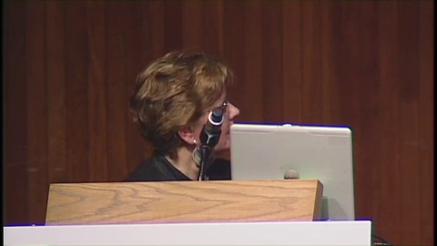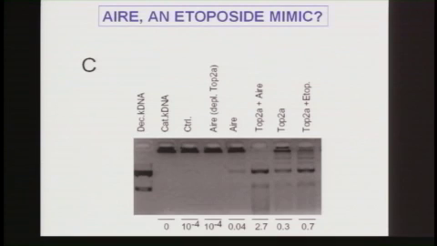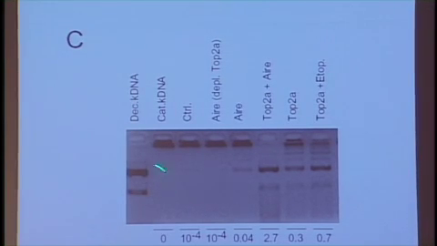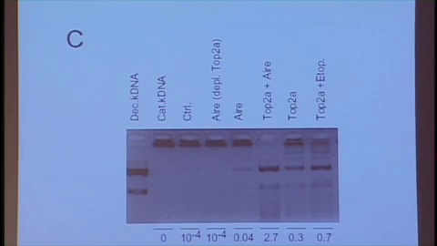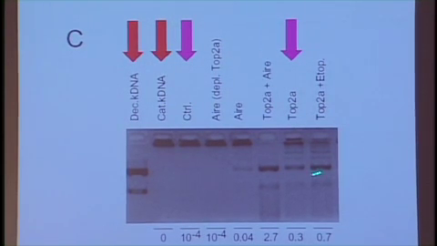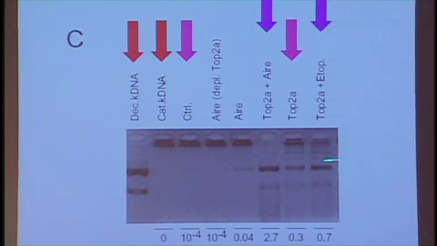And so we did a classical kinetoplast in vitro assay. So kinetoplast DNA is just a series of concatemers, and they run very high on the gel. If you decatenate, then it runs like this. And indeed, if you treat these with topo, you see that this high molecular weight band comes down. And if you treat with either AIRE or etoposide plus topo, you get a nice enhancement of this in vitro assay.